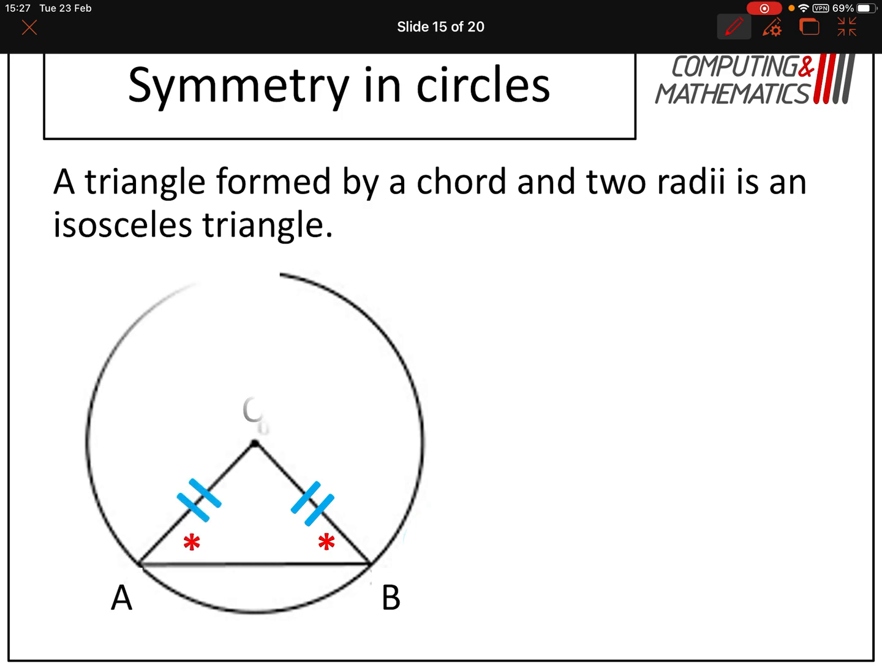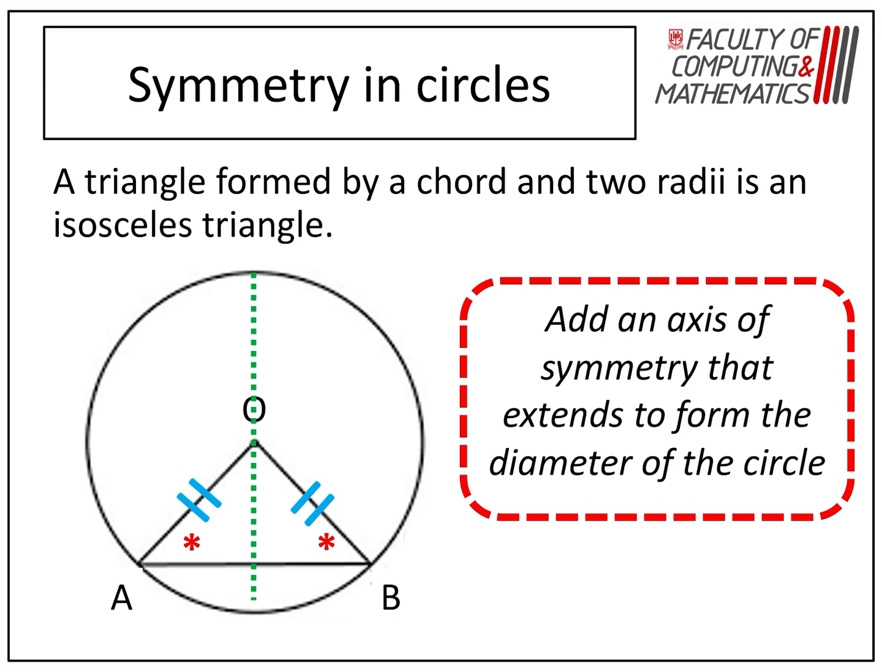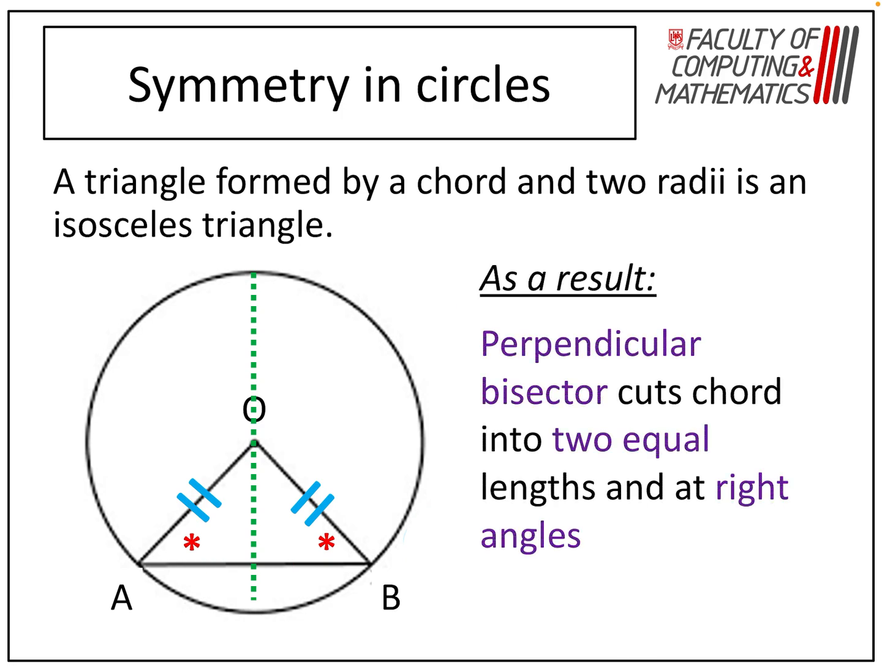Right, symmetry and circles. So a triangle formed by a chord and two radii is an isosceles triangle, but if you put the line of symmetry down the middle, then you create what's called a perpendicular bisector, because this splits it at 90 degrees, perpendicular, and it splits it perfectly in two. So that side and that side, it creates two congruent triangles, and congruent just means that they're exactly the same.